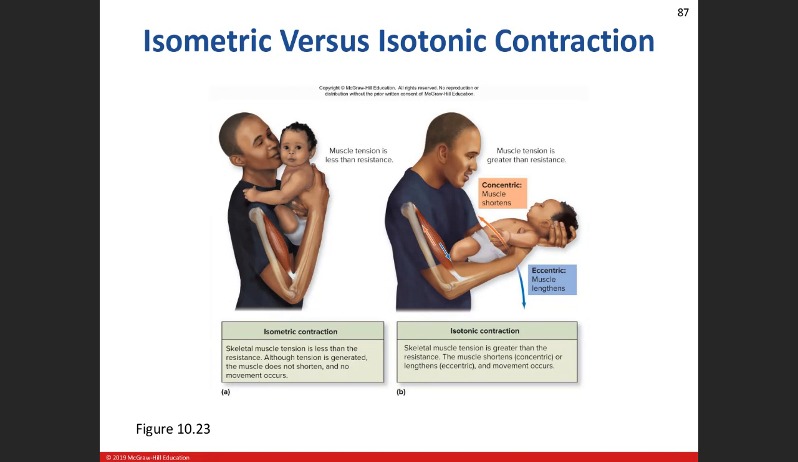So when he starts to bring the baby up towards his face, all right, that's concentric because the biceps brachii muscle is shortening, okay? When he starts to lower the baby back down, maybe put the baby back in the crib, all right, the biceps brachii muscle is lengthening, okay, but it's still contracting, okay? It's just that eccentric, the muscle gets longer during contraction. Concentric, the muscle gets shorter during contraction, all right?